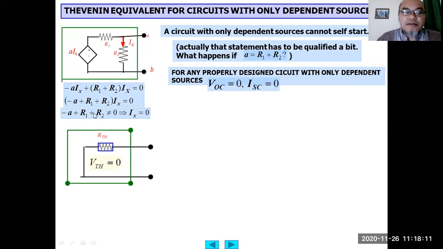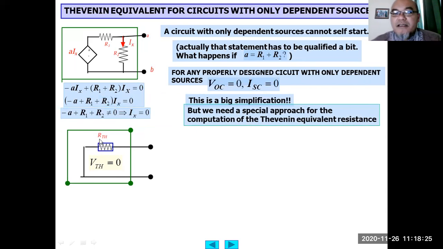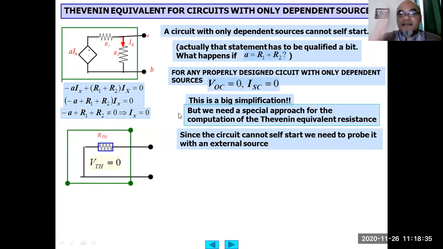So this one, we will obtain that since VOC equals 0, right? So the Thevenin equivalent source will be 0, which means it is short circuited. The left part only contains Thevenin resistance. So this is a big simplification. However, we need a special approach for the computation of the Thevenin equivalent resistance.